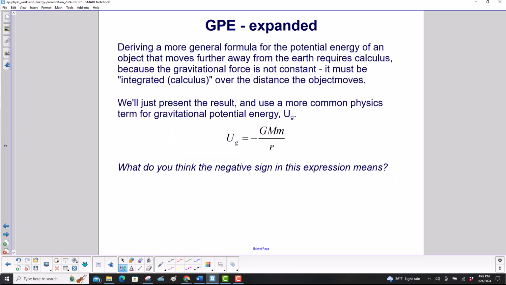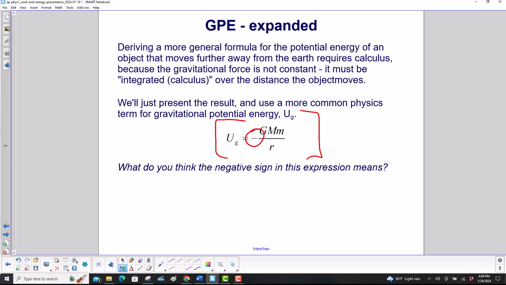Deriving a more general formula for the potential energy of an object that moves further away from the Earth requires calculus, because a gravitational force is not constant. It must be integrated, which is a type of calculus, over the distance the object moves. We'll just present the result here and use a more common physics term for gravitational potential energy, U sub g.